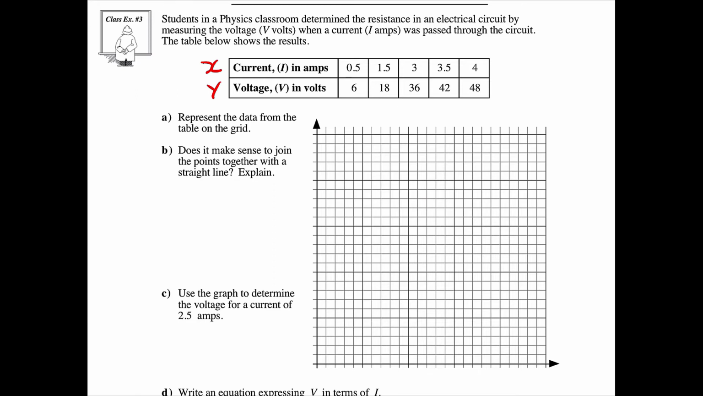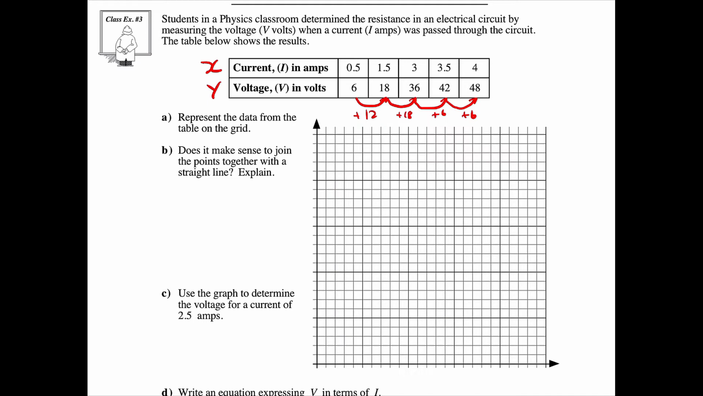The other thing I usually try to do is determine the difference between each one of these readings here. If we look right here, they should be consistent. From 6 to 18 becomes plus 12. From 18 to 36 becomes plus 18. From 36 to 42 becomes plus 6. And from 42 to 48 becomes plus 6. Now, if we're looking at a straight line, those would have to all be the same. So I've got a couple of outliers there.